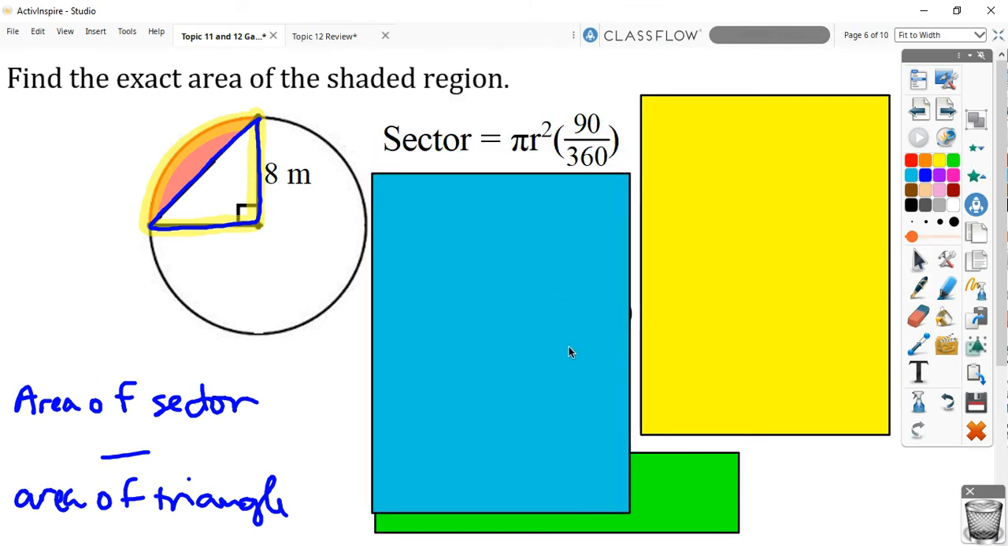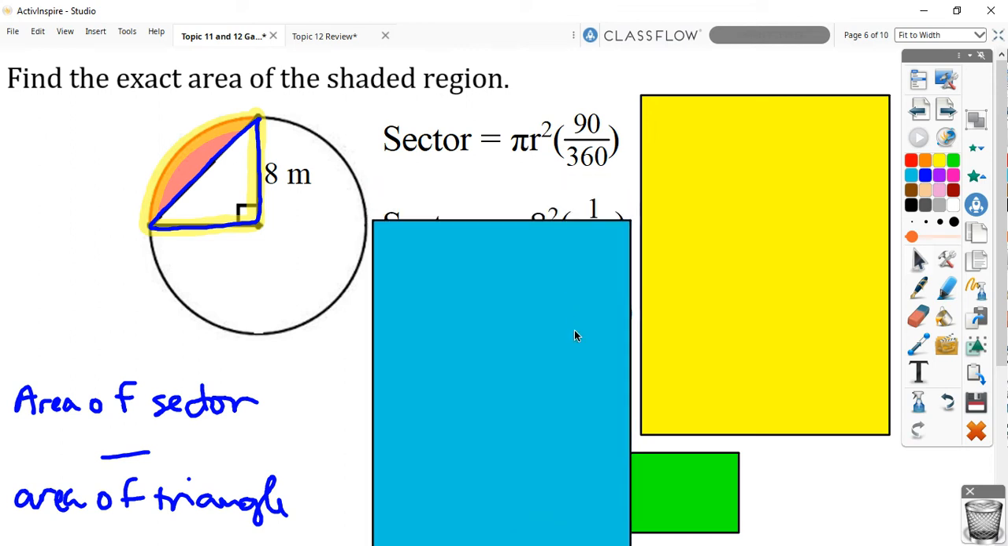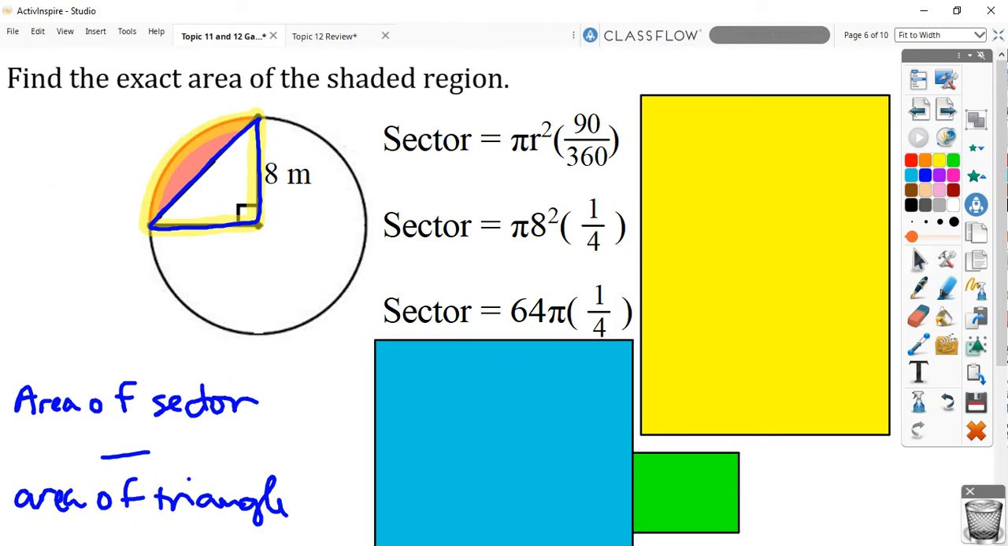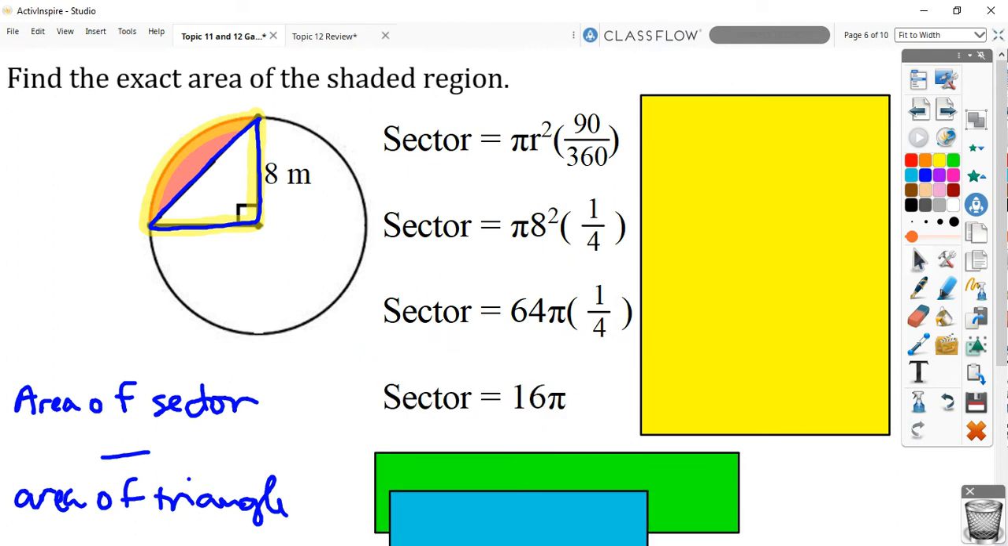The sector area is pi r squared times that fraction, 90 over 360. Okay, your theta here is 90 degrees. So pi r squared is just pi times 8 squared. It becomes, when you simplify everything down, 16 pi is the area of the entire yellow outlined area.